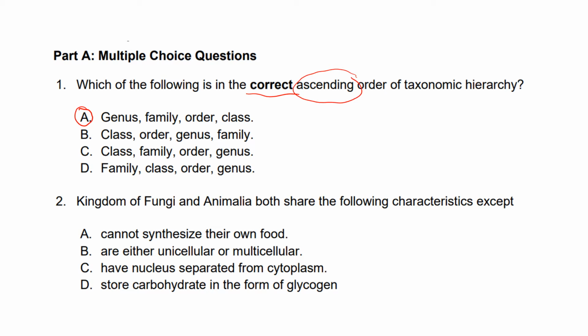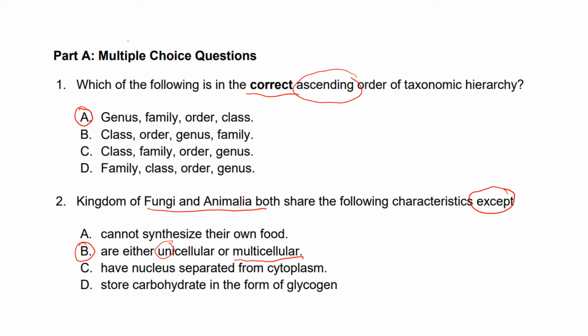For question number 2, kingdom Fungi and Animalia both share the following characteristics except. So the answer would be B. Except. Both Fungi and Animalia are not unicellular, they are multicellular organisms. Basically, fungi are multicellular, and Animalia are also multicellular. So the answer will be B.